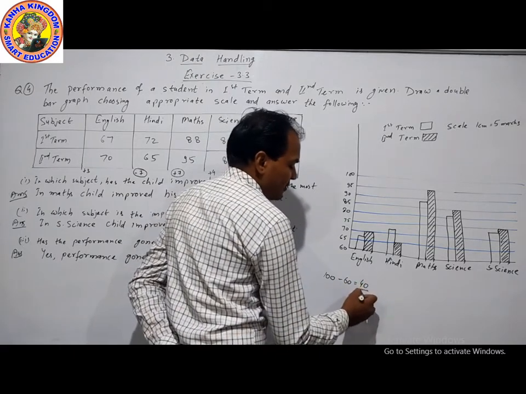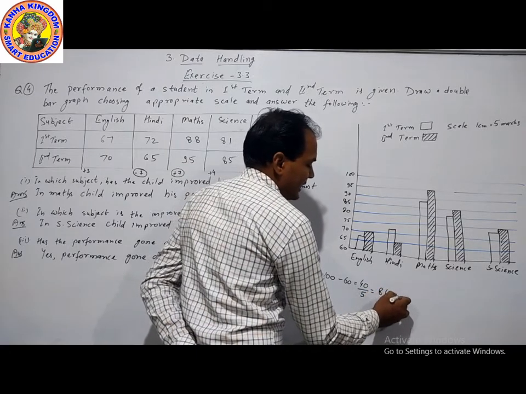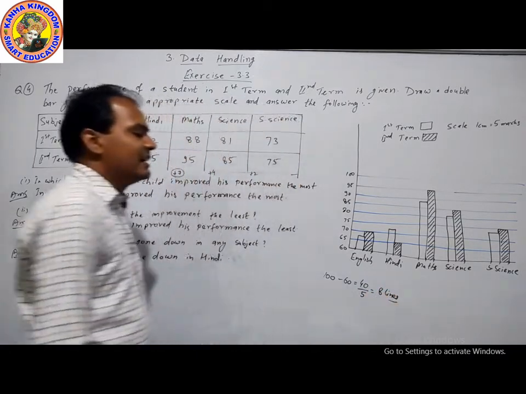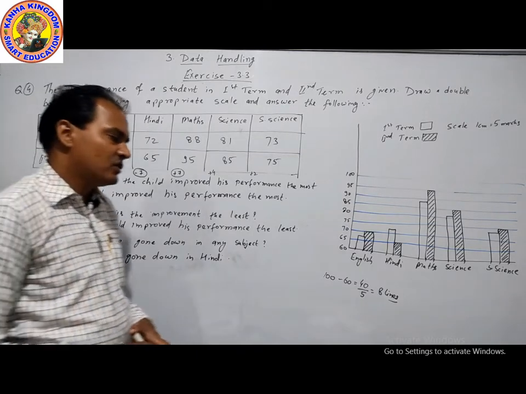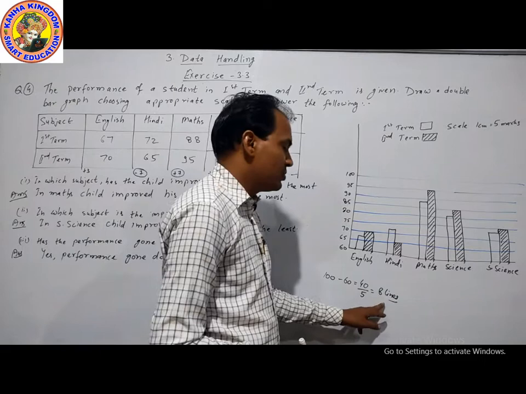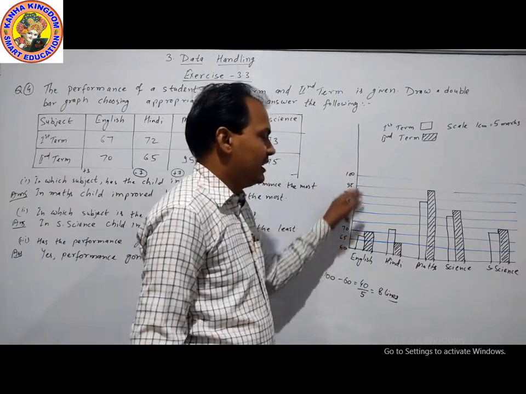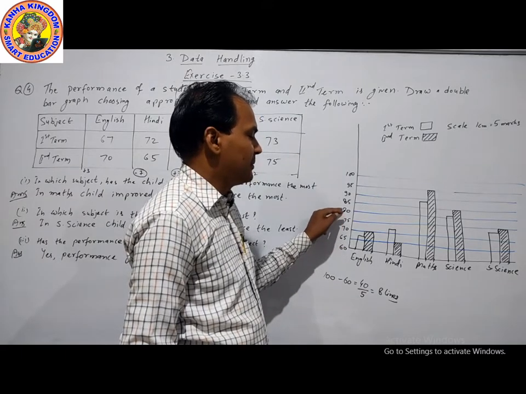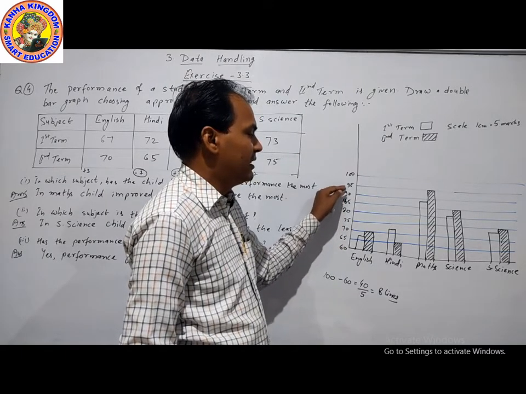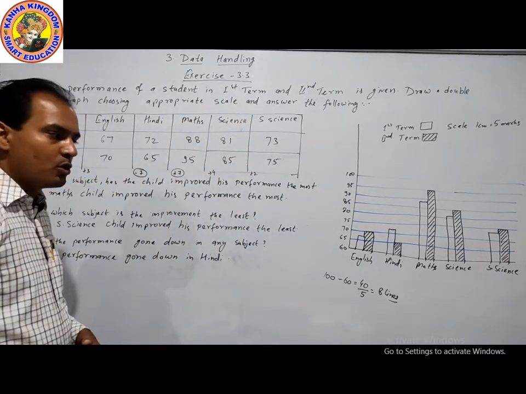If we take 5 marks per line, we use 8 lines. 8 lines can easily be drawn in your copy. So we will use a graph of 8 lines. We draw here: 60, 65, 70, 75, 80, 85, 90, 95 and 100. The lines are already drawn in your copy.